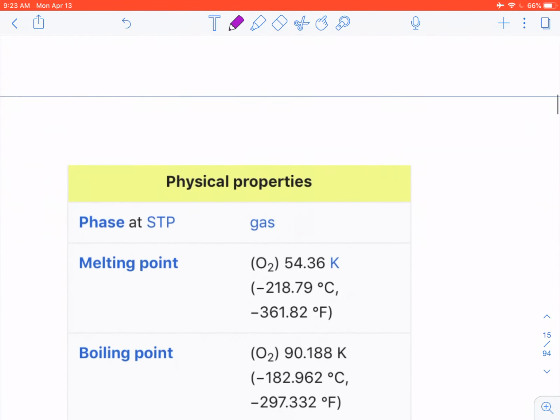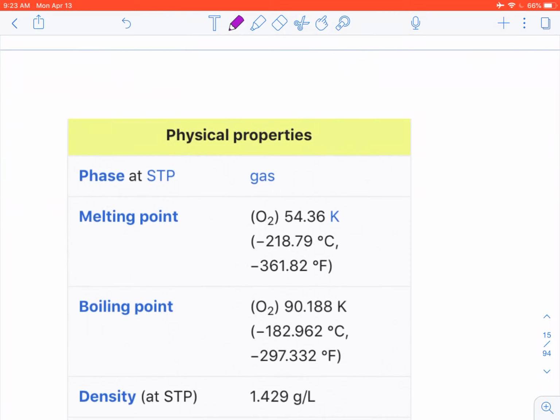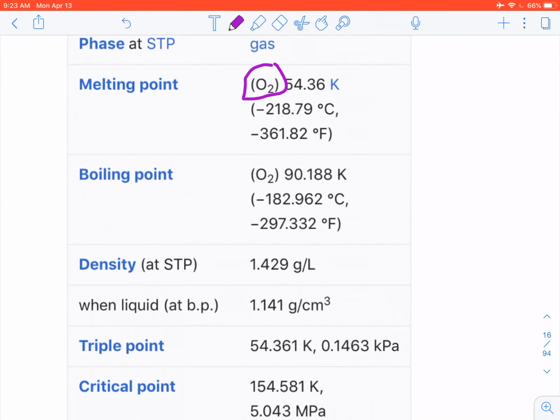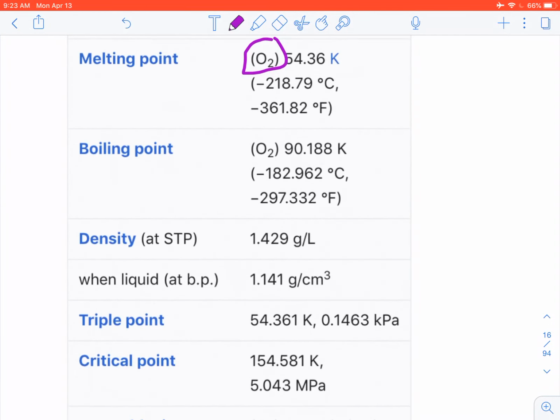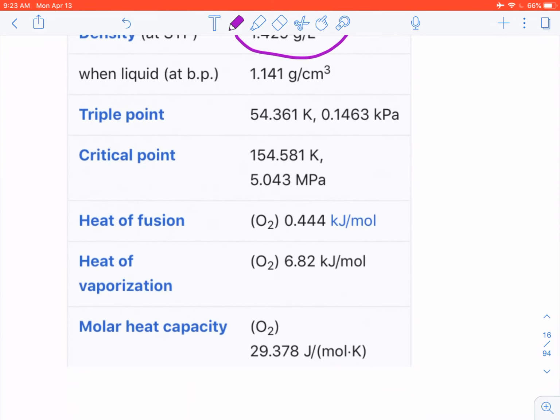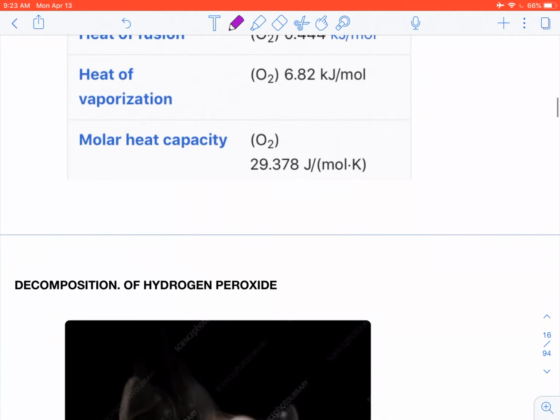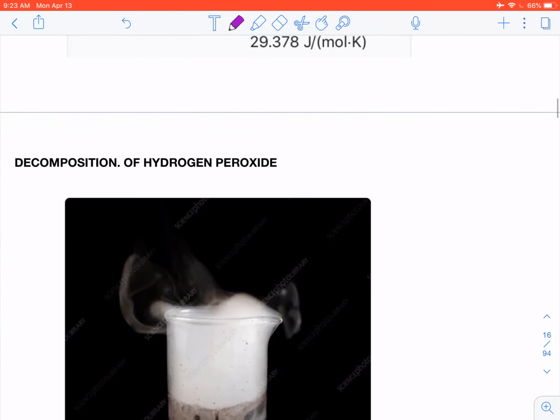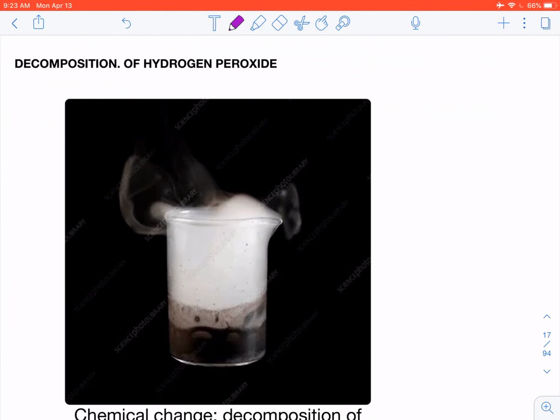Now let's look at the property. We have oxygen gas, a different property to water. Look at what its boiling point is. What its density is. Right? Now let's go to the decomposition of hydrogen peroxide.